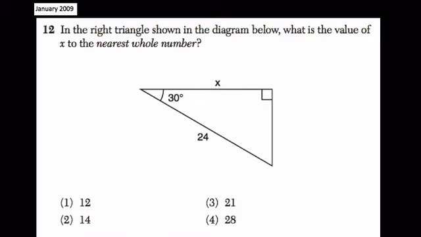Okay, so here we have a right triangle, and they want to know what's the value of x here. So we can use special properties of triangles. If we have 30 and 90, this is a 60 over here. And there's a wonderful relationship, of course, because in a 30-60-90, this leg right here is half the hypotenuse. It's 12. And then you can quickly find x using the Pythagorean theorem.